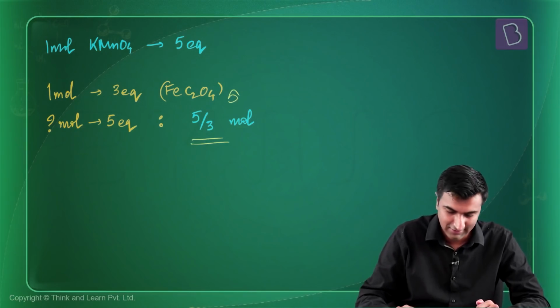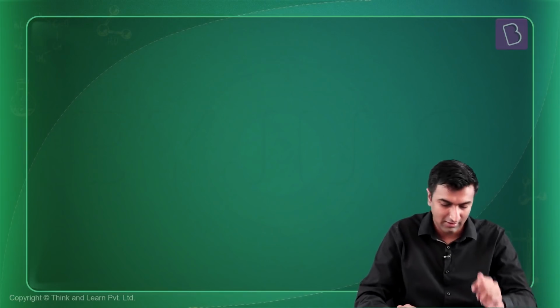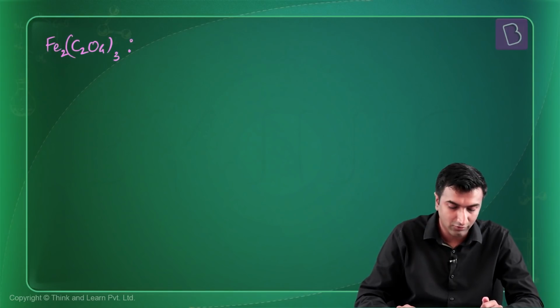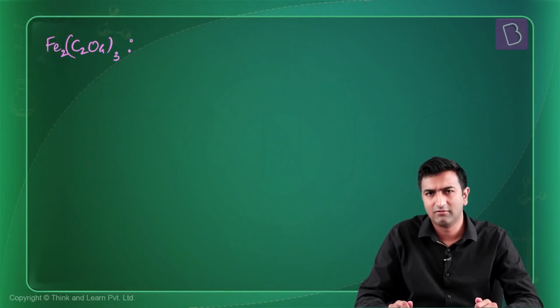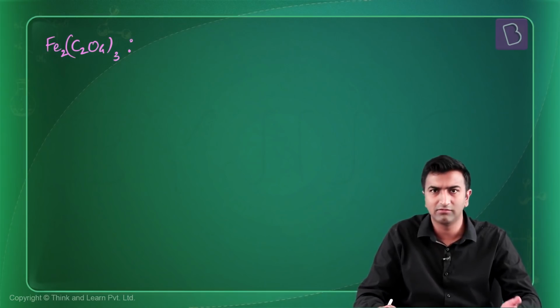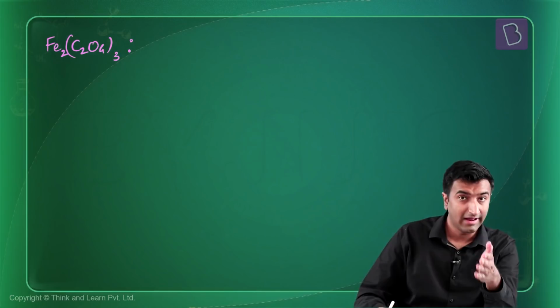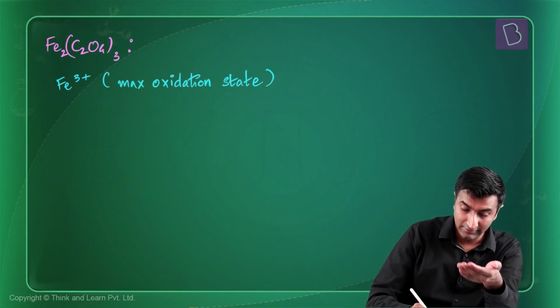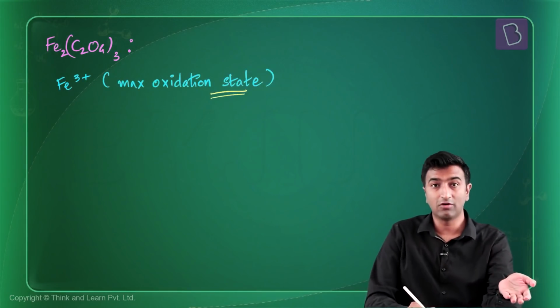Let's see the next compound. You have Fe(C2O4) whole thrice. Interesting. Wait, the previous compound also had iron and oxalate ion. What changed here? Fe3 plus is involved here. It's in its max oxidation state, so no more oxidation is happening.